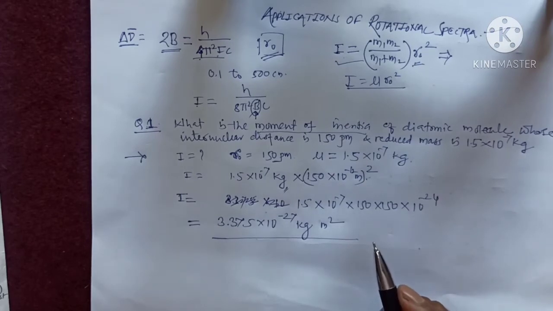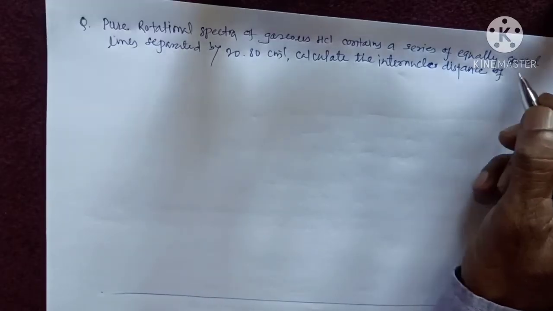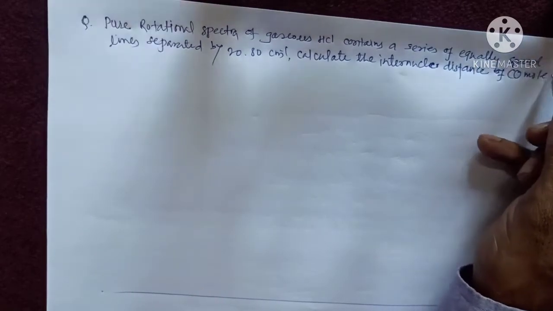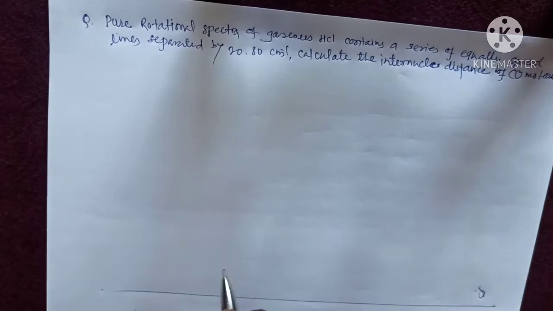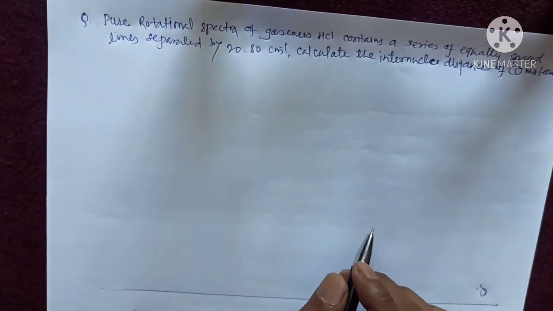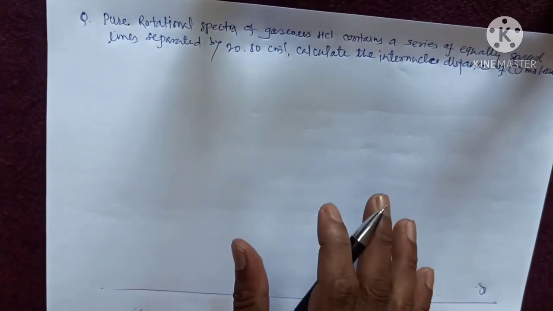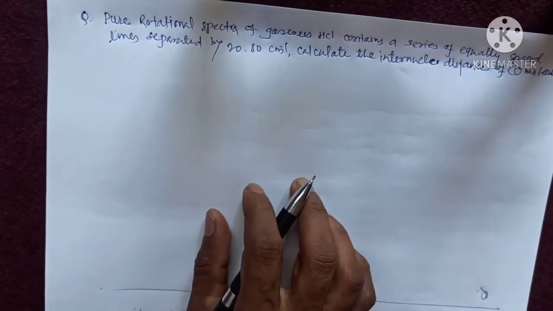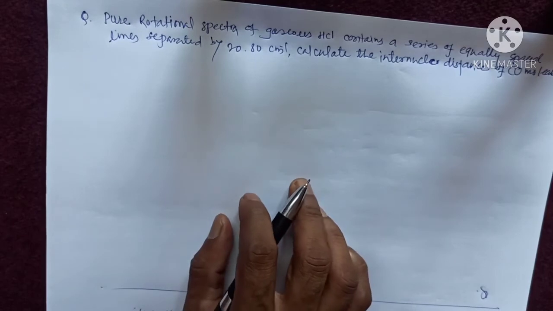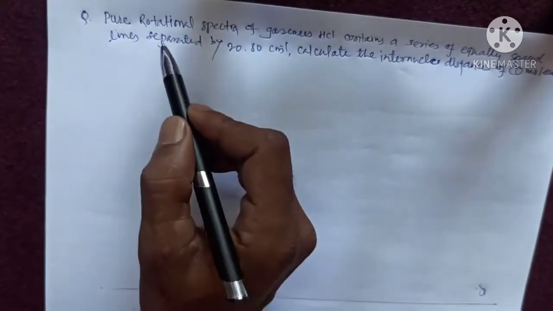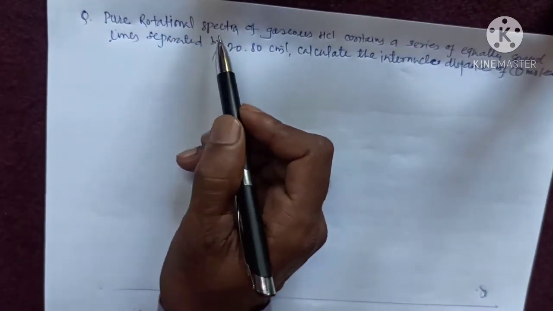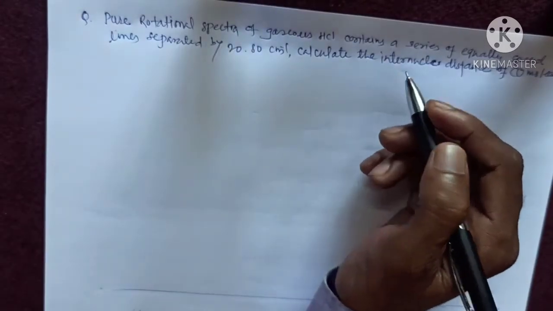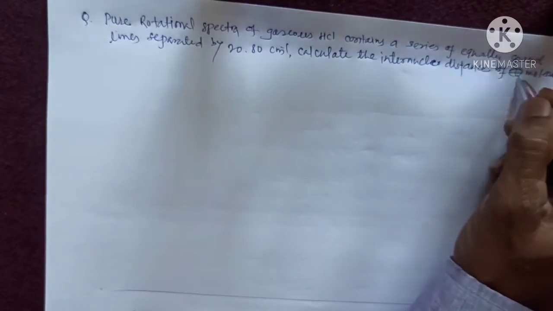Now we'll go for another problem of a CO molecule. This kind of problem is a prominent problem as far as your examinations are concerned. Now let us see what the problem is. The pure rotational spectra of gaseous SCl molecule is taken. Sorry, we should write SCl.